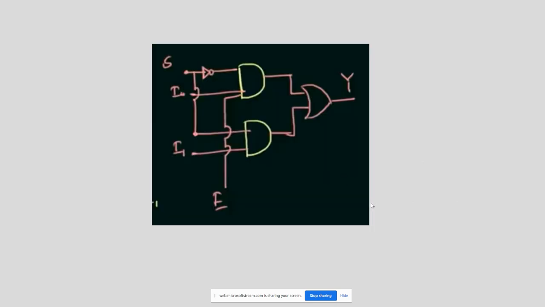So let's have a look at the gates here. You can see my input, this is my selector, and then this is the enable. And you can see AND gates, and then OR into 1 output.